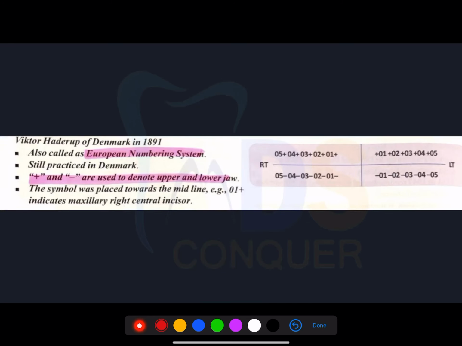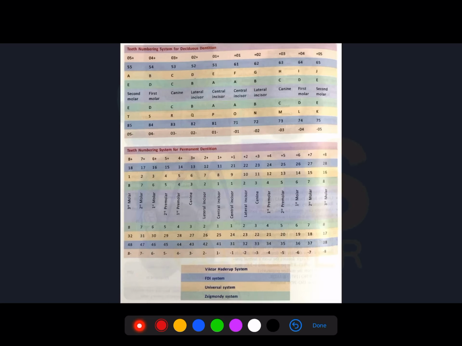And this is one more system I was talking about in the last video. The system is also called the European numbering system, which is still in practice in one country, that is Denmark. So positive and negative symbols represent the upper and lower arch. Upper arch is denoted by positive, lower arch is denoted by negative. And coming to that, the symbol was placed towards the midline. Okay, so you can see plus here placed towards the midline, and plus here placed towards the midline. So this is the difference. You can make a note of this particular system. So these are the different systems.